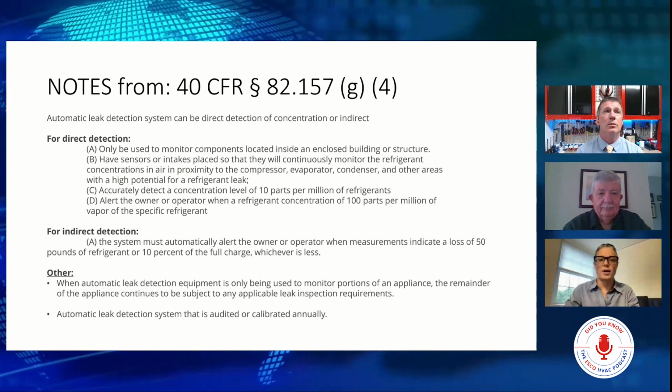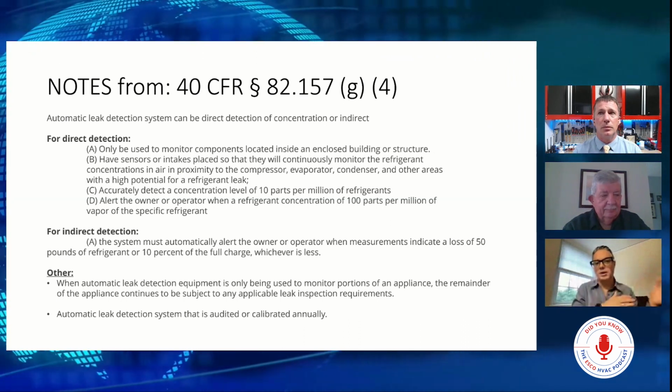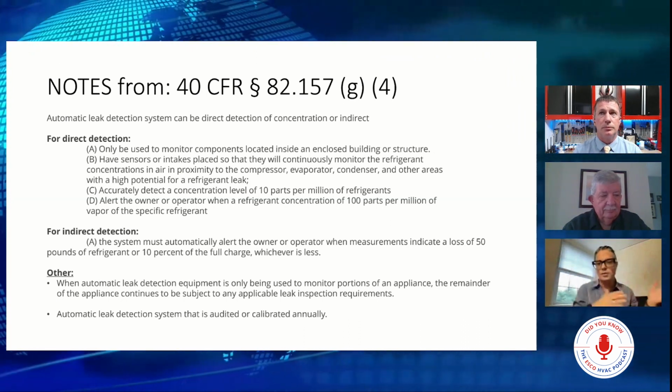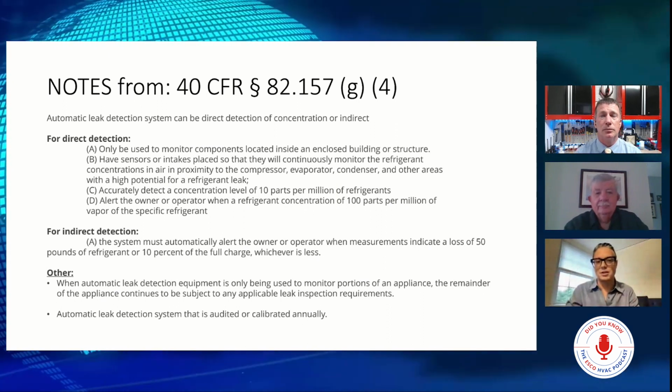So when looking at indirect detection technologies, if it's going to be compliant, because there's several out there and they have different strengths and whatnot, this is key to be compliant.